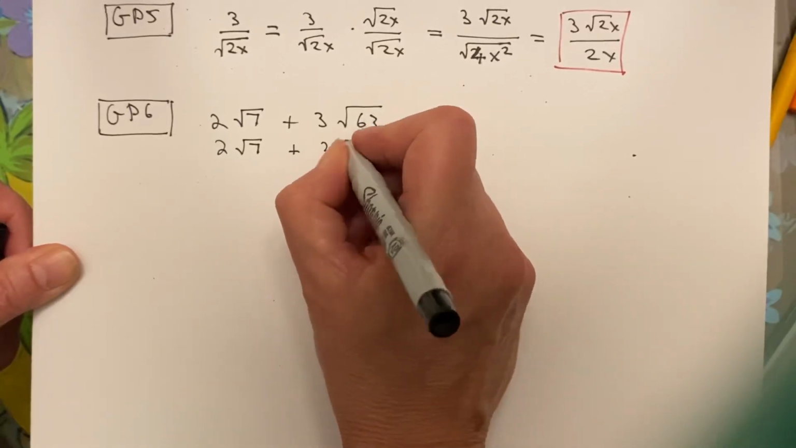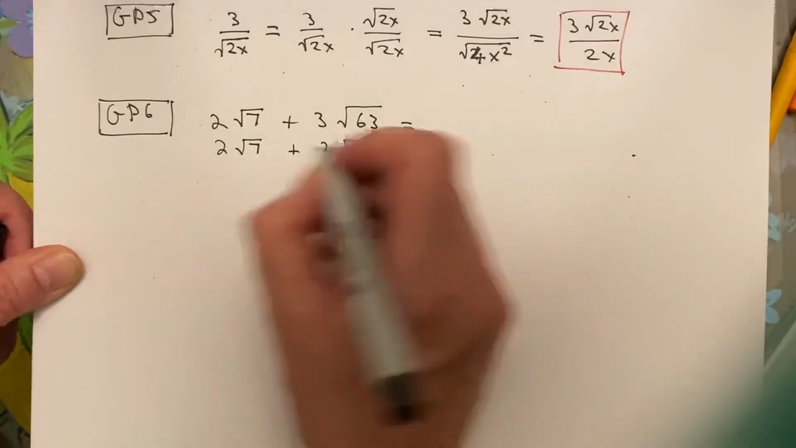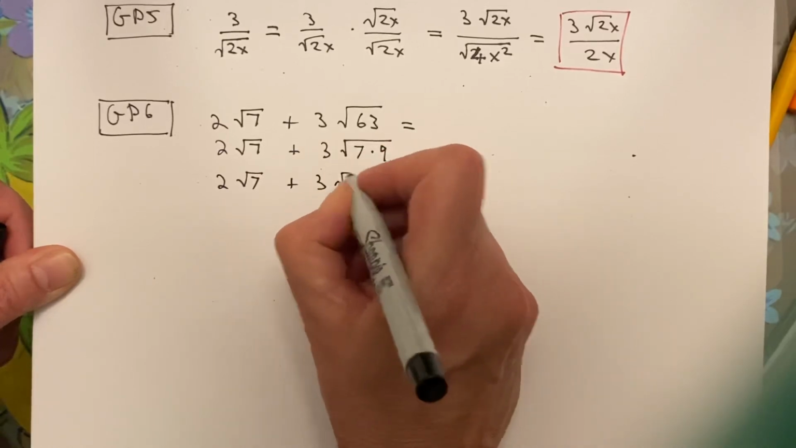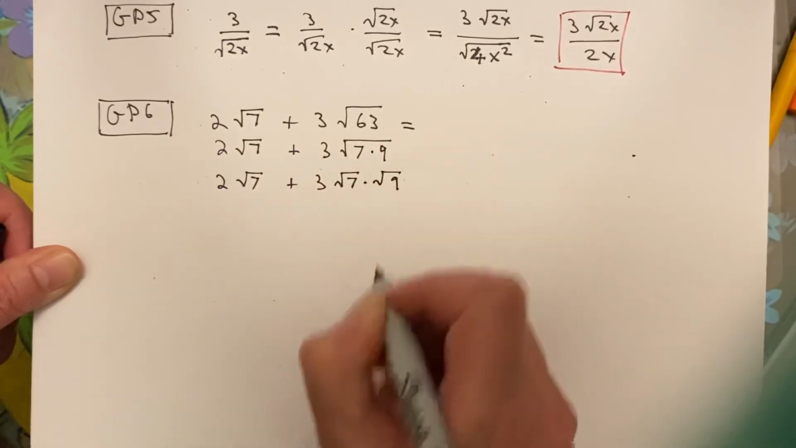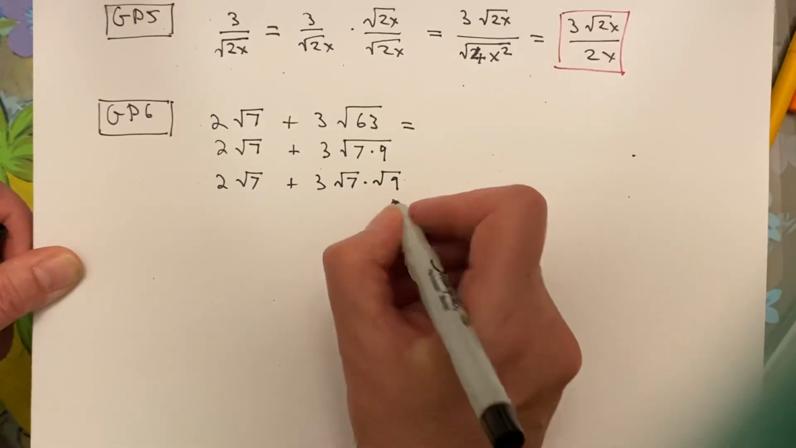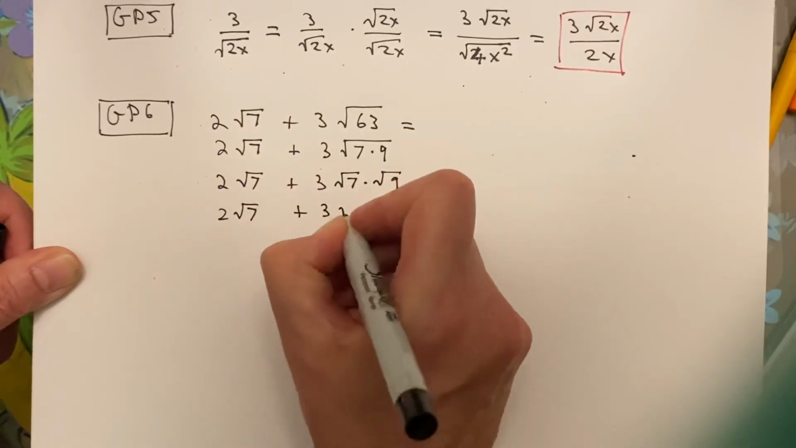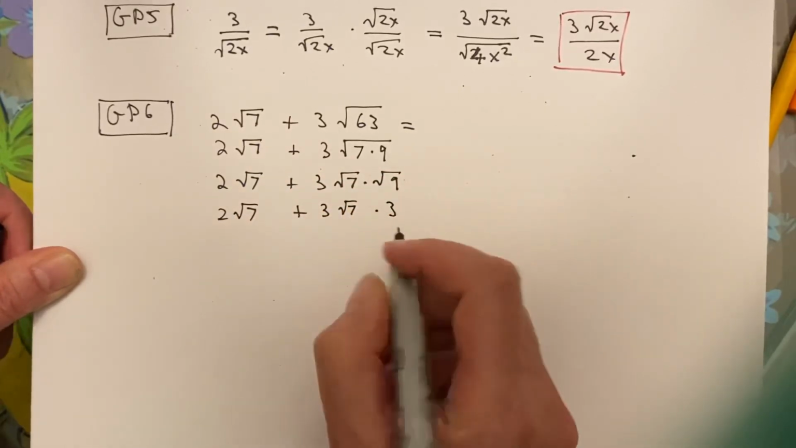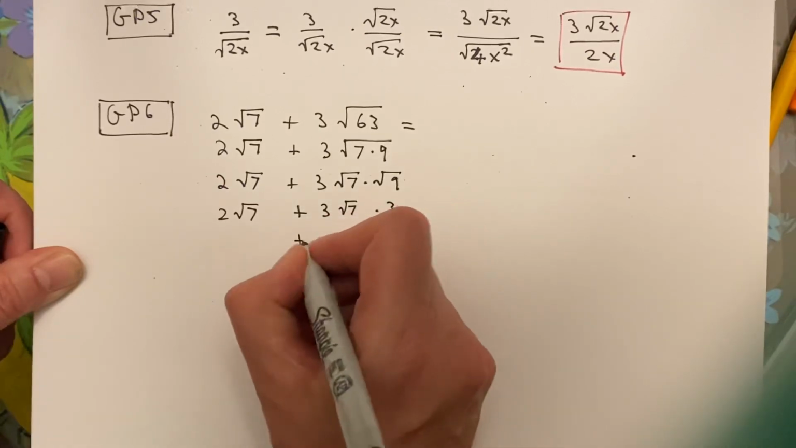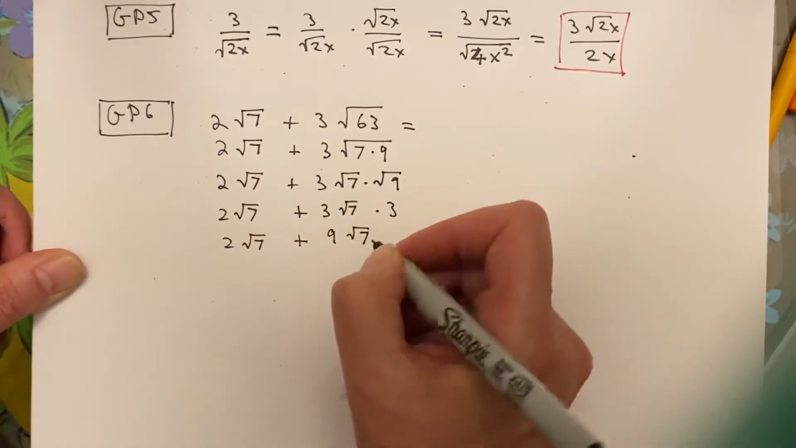Well, that is the square root of 7 times 9. And that equals 2 square root of 7 plus 3 times the square root of 7 times the square root of 9. Well, the square root of 9 is just 3. So I end up with 2 square root of 7 plus 3 square root of 7 times 3. Well, this 3 is multiplied by this 3. So I'm going to end up with 2 square root of 7 plus 9 square root of 7.